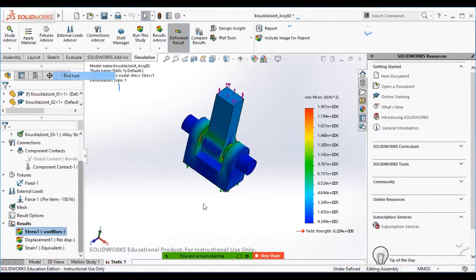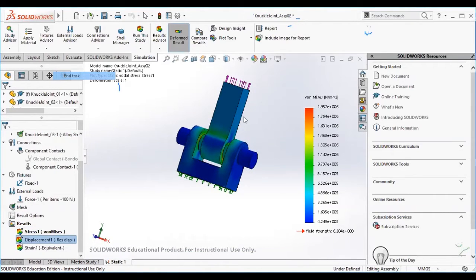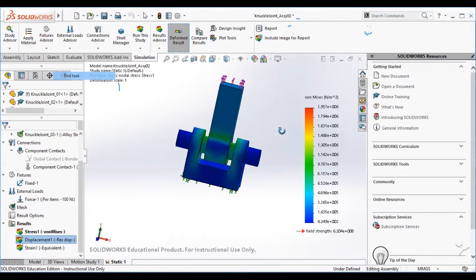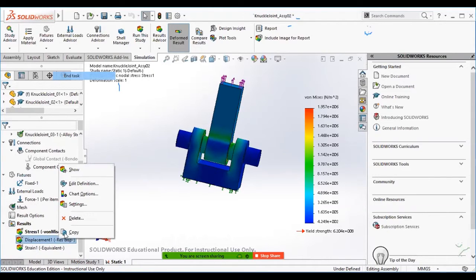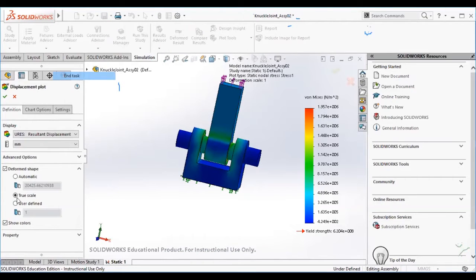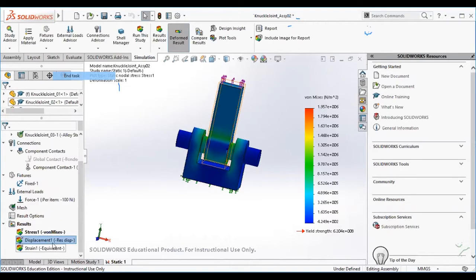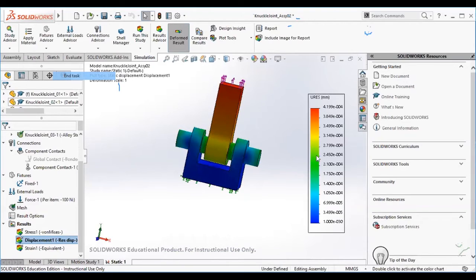Okay, so again, it gives me the von Mises stress distribution. I'm just interested in knowing the displacements. If I right click on that and press edit definition, you will see that it plots the displacements in true scale. But if I want to see the exaggerated deformation, let me cross that and go to this plot first. You see the displacements are very, very small at this point of time.